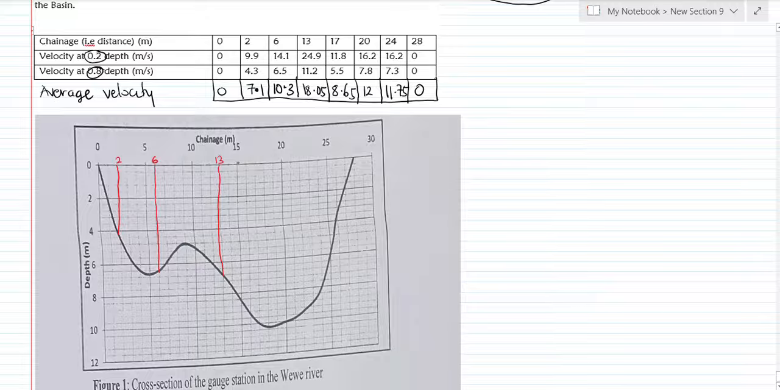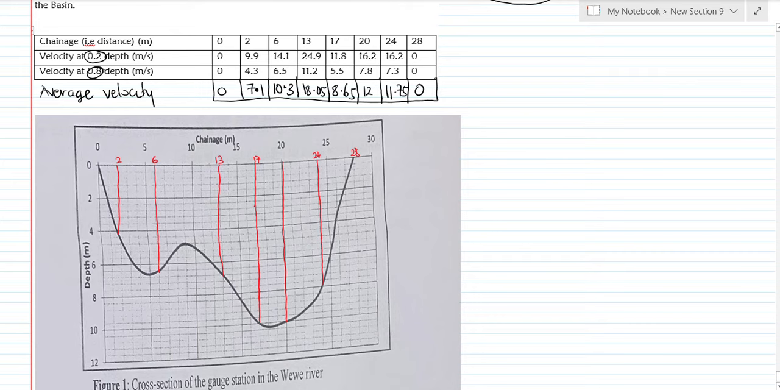Then 17, so 15, 16, 17, 17. Then 20. Then 24. So 24 is here. Then 20, so 25, 26, 27, 20. So this 20, this 24.